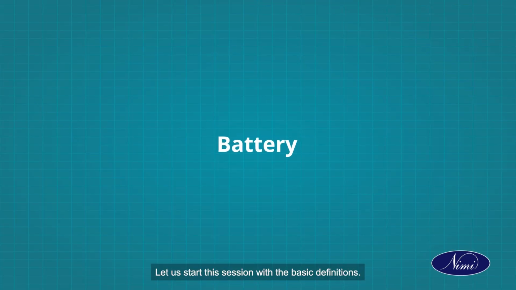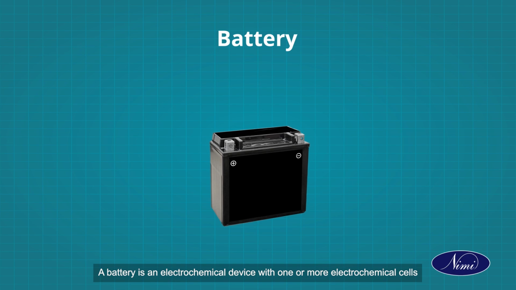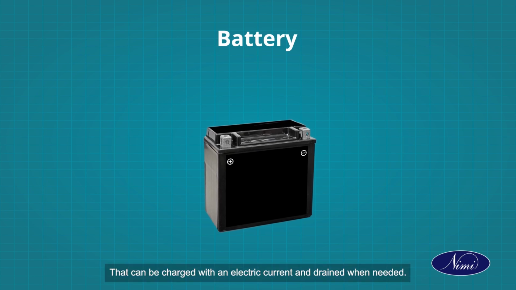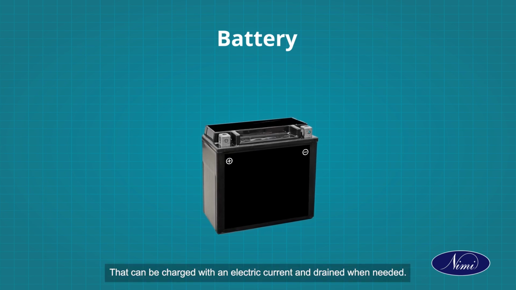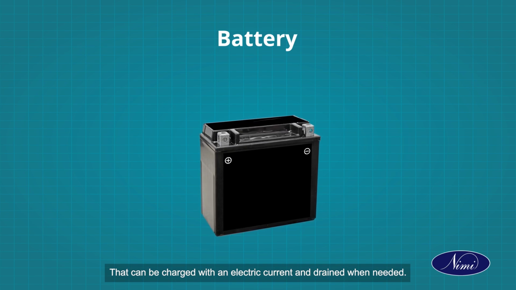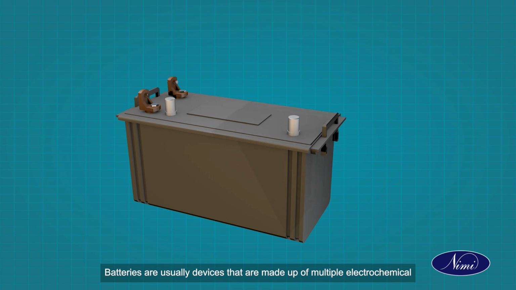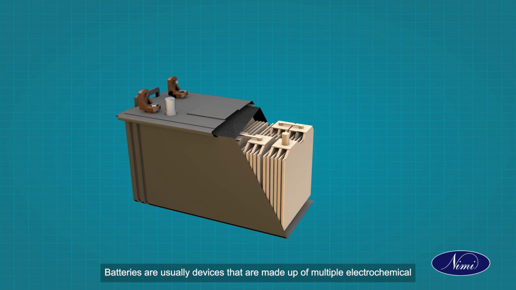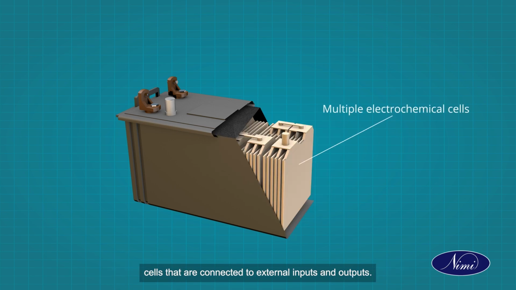Let us start this session with the basic definitions. First, battery. A battery is an electrochemical device with one or more electrochemical cells that can be charged with an electric current and drained when needed. Batteries are usually devices that are made up of multiple electrochemical cells that are connected to external inputs and outputs.